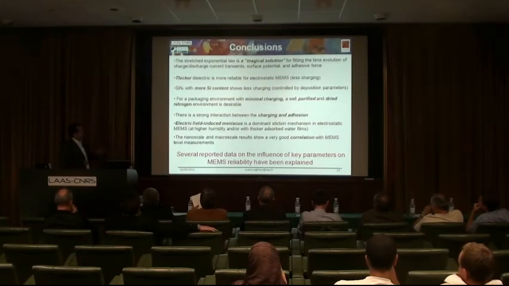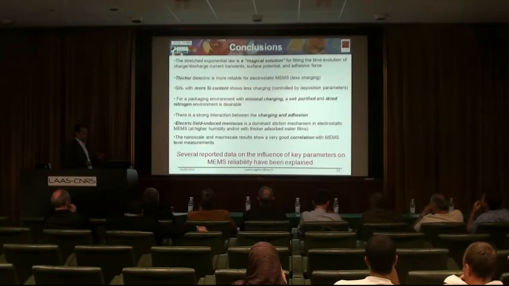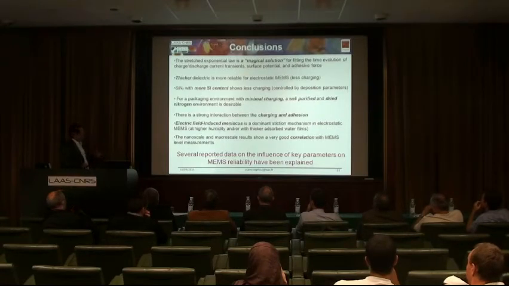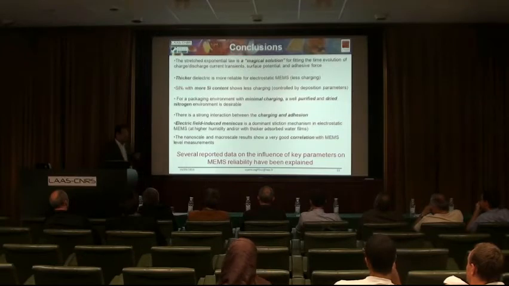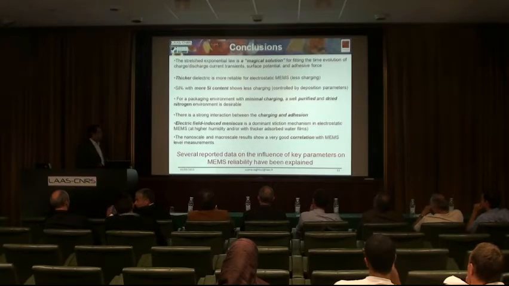Finally, we have seen that there is a strong interaction between the tribological issues, adhesion and friction, and the charging phenomena. By the way, we also studied friction, but I have not presented it here. We find electric field induced in meniscus is really a dominant stiction mechanism in MEMS switches. We need to add it now to the table as a new failure mechanism. And finally, this nanoscale and macroscale characterization shows a very good correlation with what we have from MEMS devices. And the most important point is it actually explains several reported data from MEMS devices.